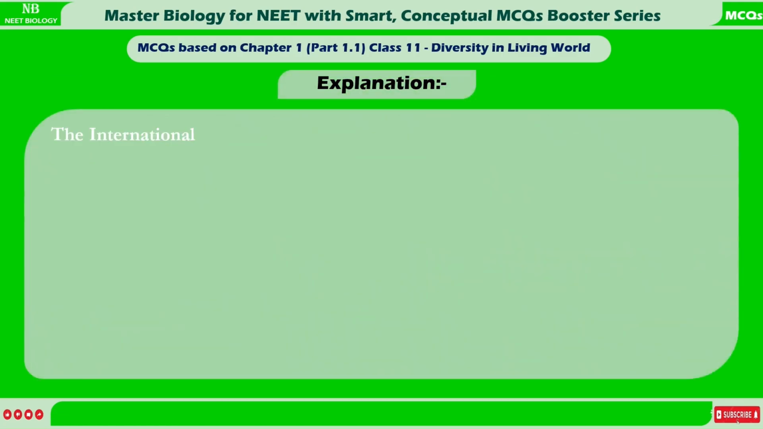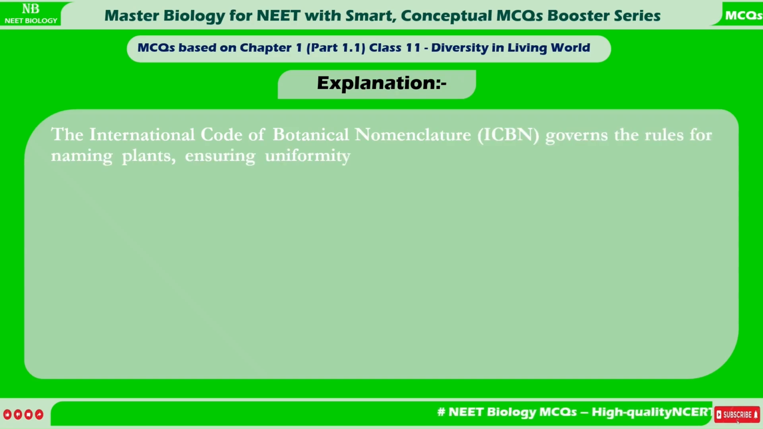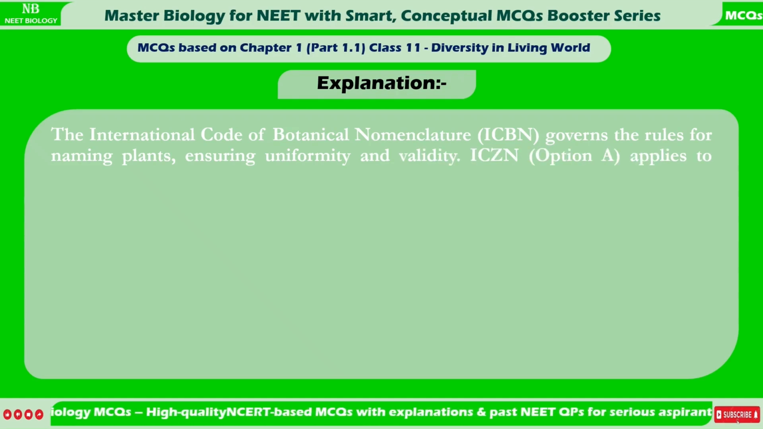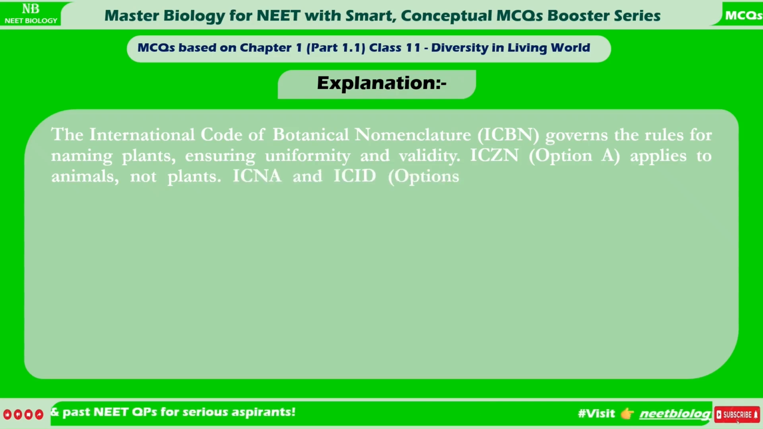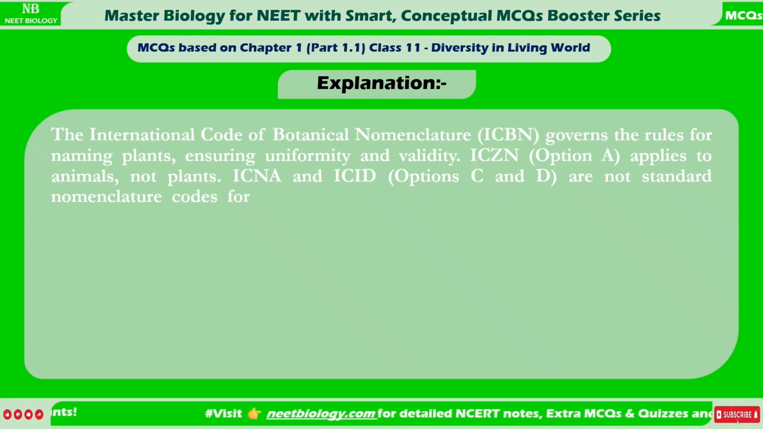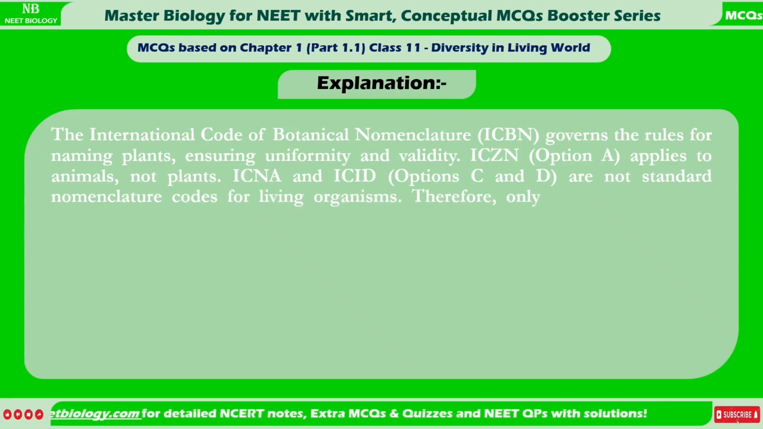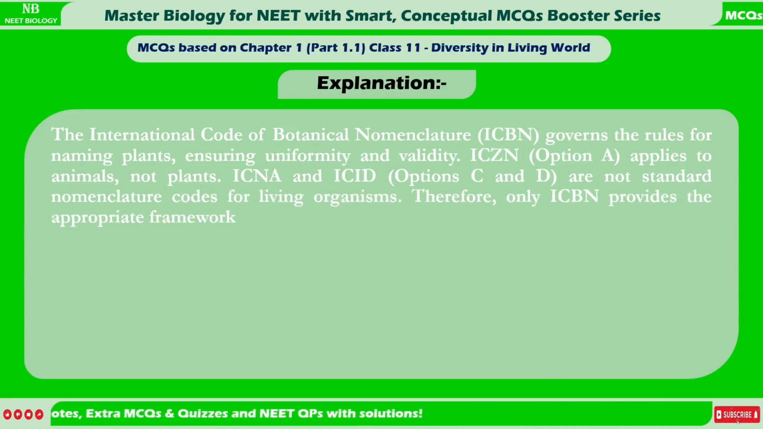Explanation. The International Code of Botanical Nomenclature, ICBN, governs the rules for naming plants, ensuring uniformity and validity. ICZN, option A, applies to animals, not plants. ICNA and ICID, options C and D, are not standard nomenclature codes for living organisms. Therefore, only ICBN provides the appropriate framework for naming newly discovered plant species.